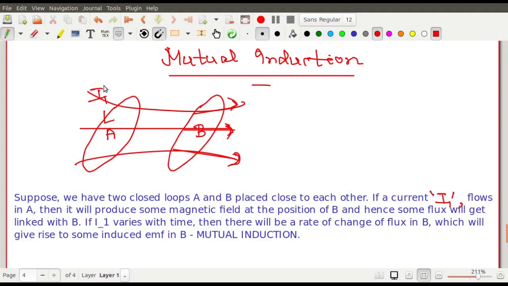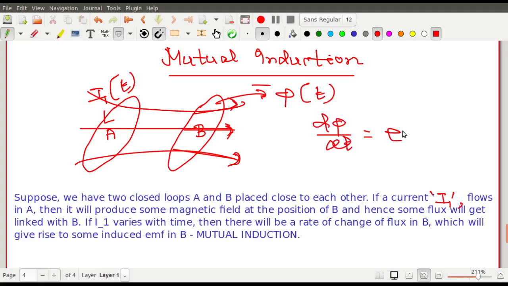Now suppose that the current changes in A. A তে যে কারেন্টটা আছে, the current in A changes with time. So what will happen? The flux linked with B will also change with time, and hence there will be some d phi dt, and you know that d phi dt is equal to E. So that is how some induced EMF will be produced in this particular coil.